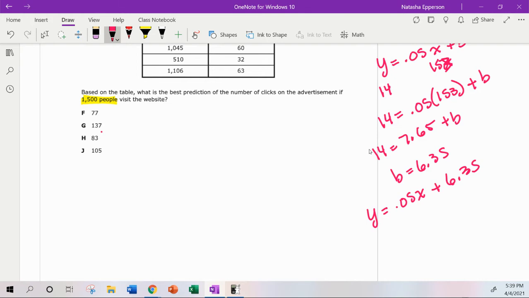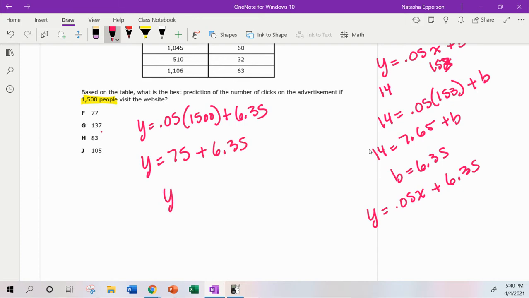Now I'm going to substitute 1,500 in for x. So y equals 0.05 times 1,500 plus 6.35, and solve for y. So 0.05 times 1,500 gives me 75. So y equals 75 plus 6.35, which is going to give me 81.35.